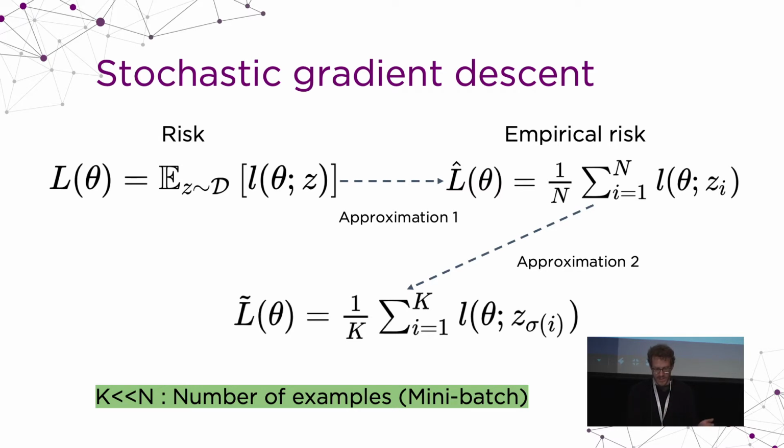We want to move faster. The most extreme case is just to fix k equal 1. For one example, I retrieve the gradient with respect to this example, and I move in the parameter space. But now the approximation will be very noisy because I'm using only one example. And if it's a bad example, it can bring me in the parameter space to a place where the model will not be good for the rest of the examples.